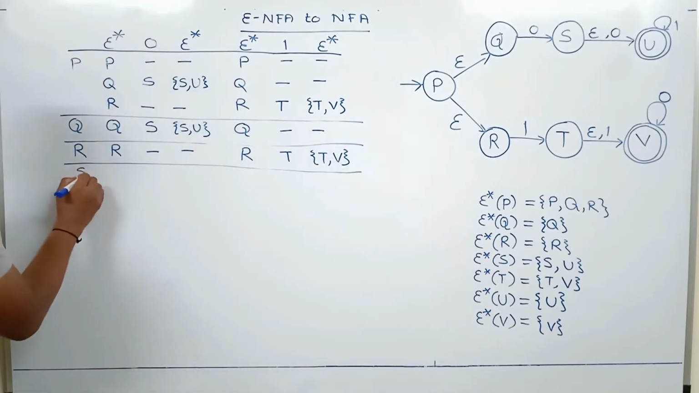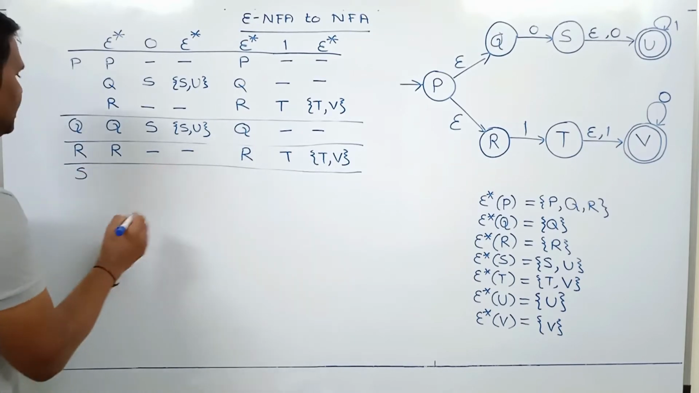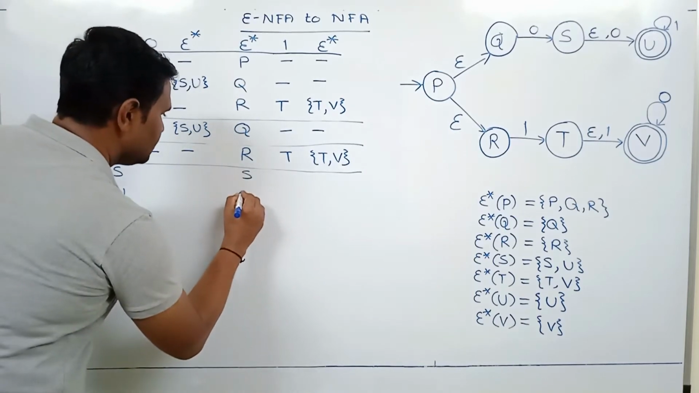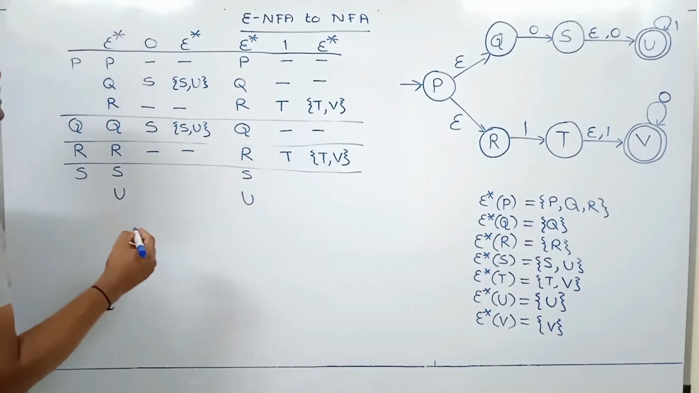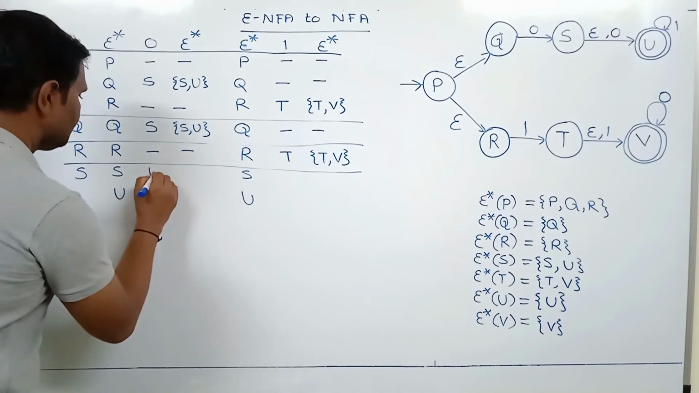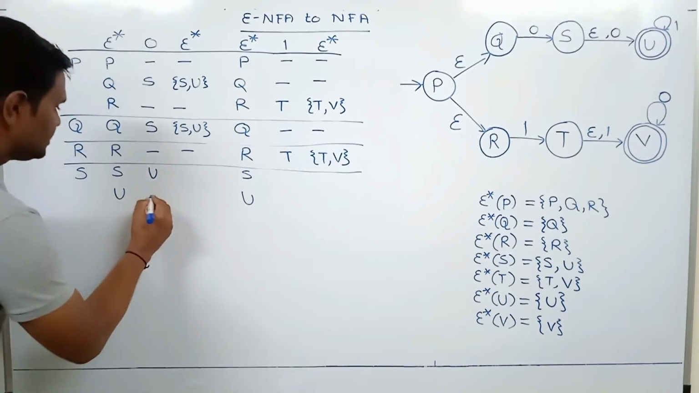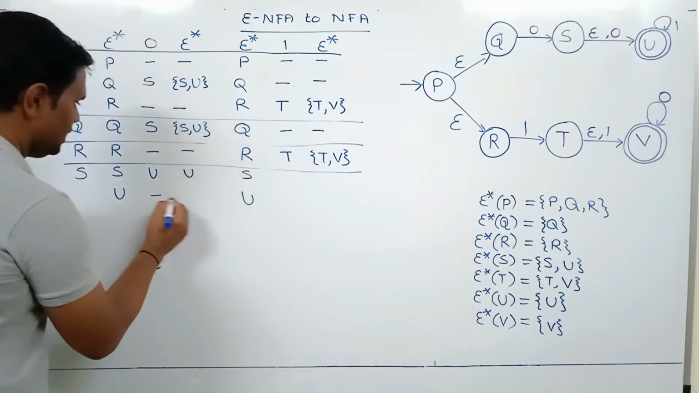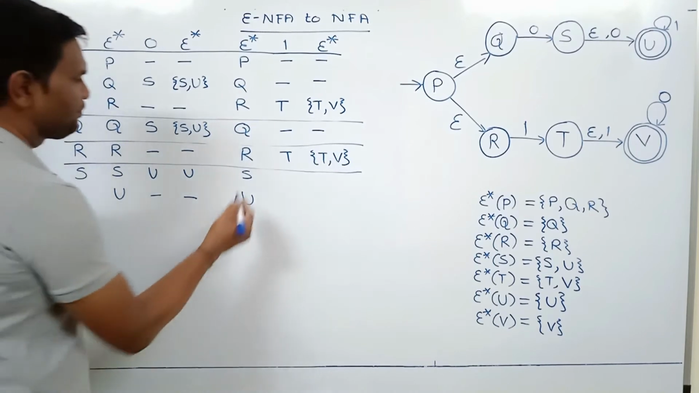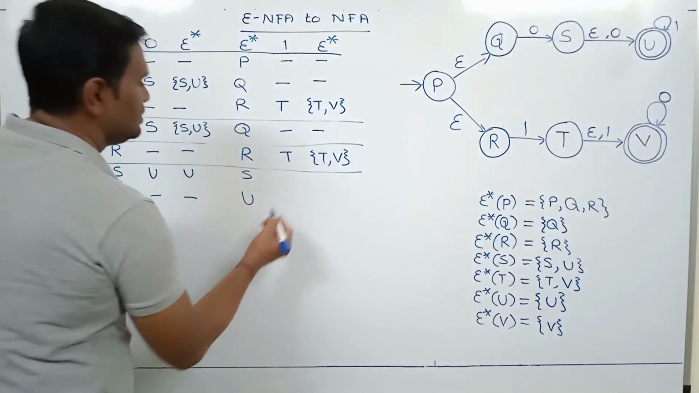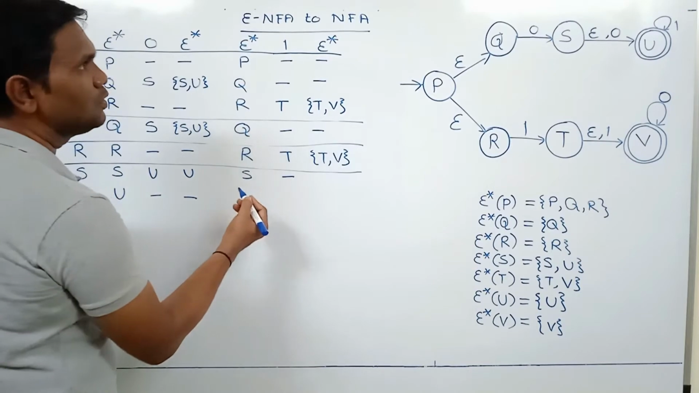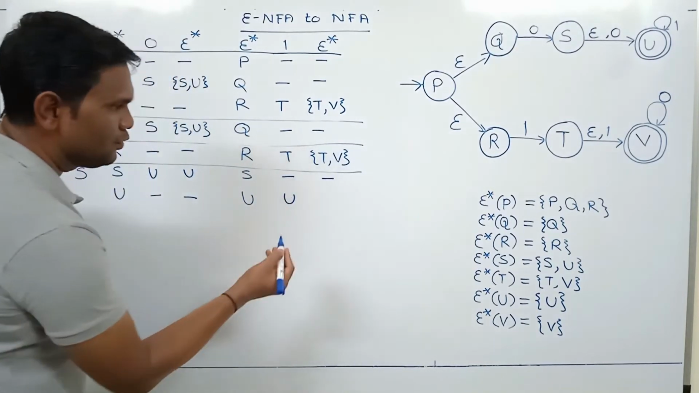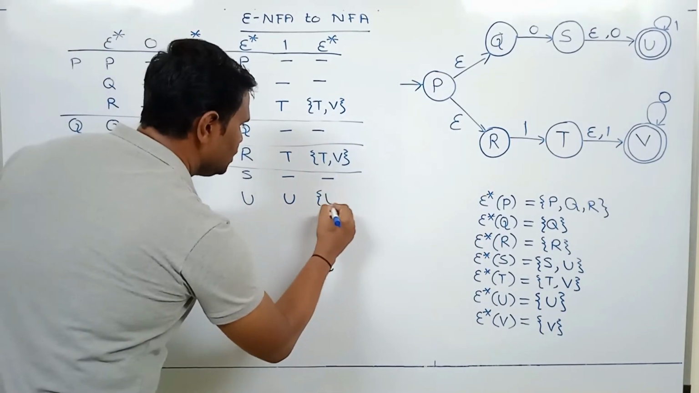Next state is S. Epsilon closure of S contains S and U. S and U, we write at both places. S on 0 goes to U. U on 0, there is no transition. Epsilon closure of U, it contains only U. Here we don't have any entry. S on 1, there is no transition. U on 1, it goes to U. Epsilon closure of U, it contains only U.